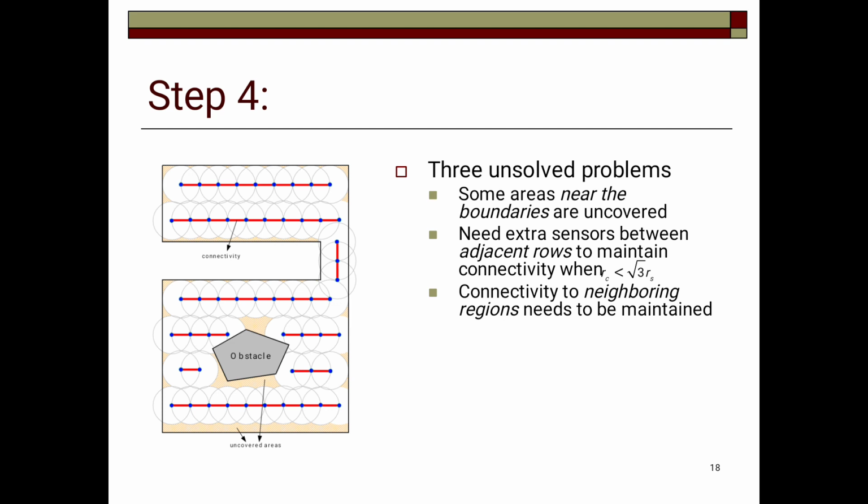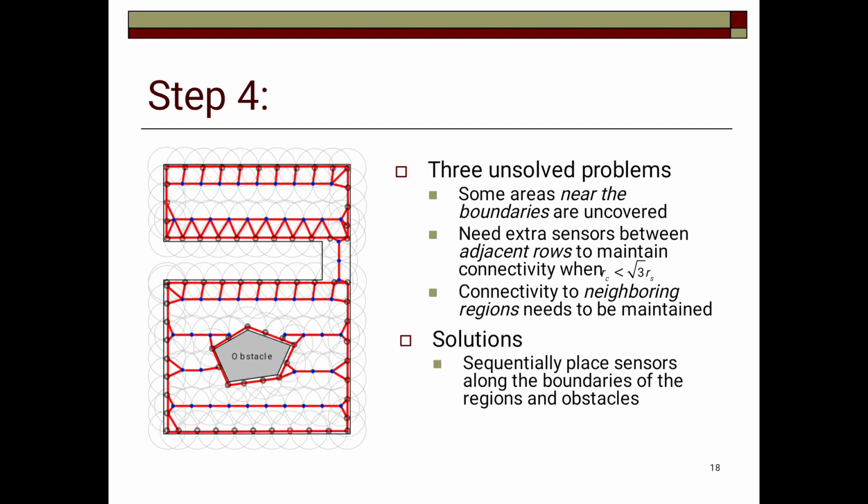Three unsolved problems. Some areas near the boundaries are uncovered. Some extra sensors are needed between adjacent rows to maintain connectivity when RC is less than root 3 RS. Connectivity to neighboring regions needs to be maintained.